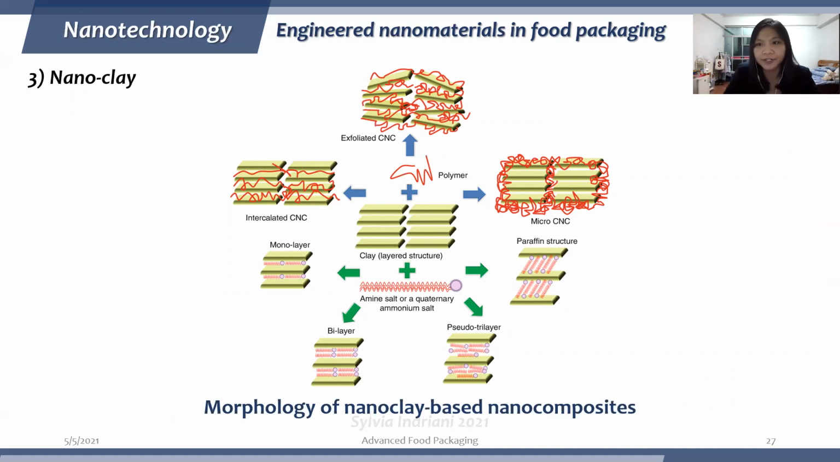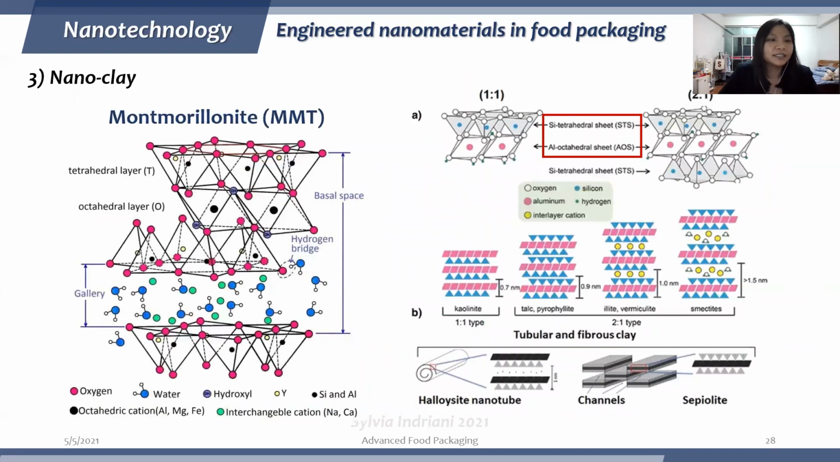If we remember the first three morphology structures that I shared with you, when we use clay and incorporate it into food packaging to make the nanocomposite, it can form more possible morphological structures. For example, the most used nanoclay is MMT, which consists of not just one compound, for sure, but of silica, aluminum, magnesium, iron, sodium, calcium, oxygen, and hydroxyl group.